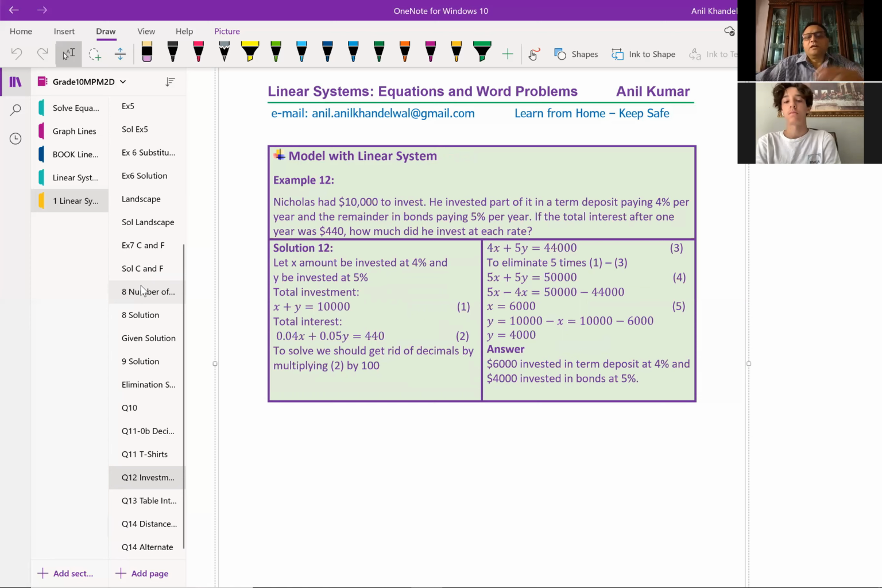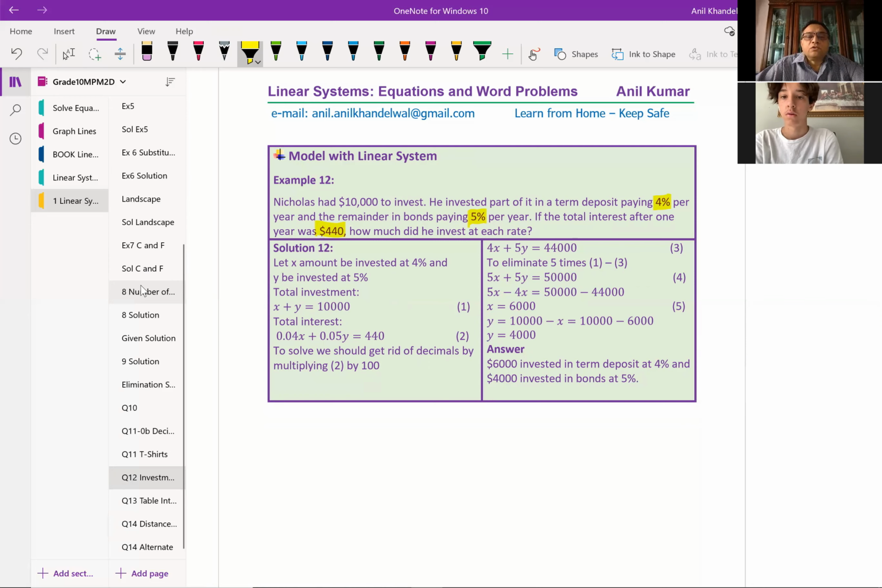So, Nicholas invested $10,000 in two places. One at 4% interest, the second at 5% interest. Total interest earned in 1 year was $450, right? That is the situation given to you. So how much did he invest in each?